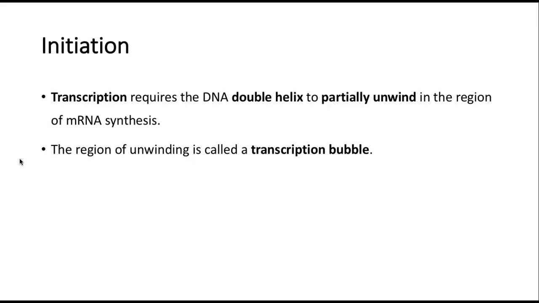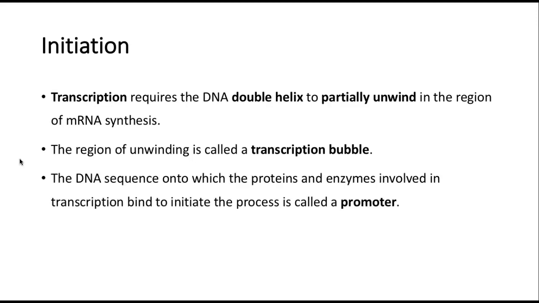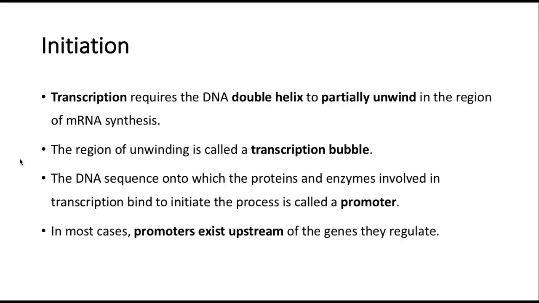So it's just a little bubble that forms in the DNA double helix so that these enzymes can get at these nucleotides. The DNA sequence onto which the proteins and enzymes involved in transcription bind to initiate the process is called a promoter. In most cases, promoters exist upstream of the genes that they regulate. So that just means that if you were on a boat and you were traveling down this gene, the promoter would be upstream and downstream would be the genes which they control.